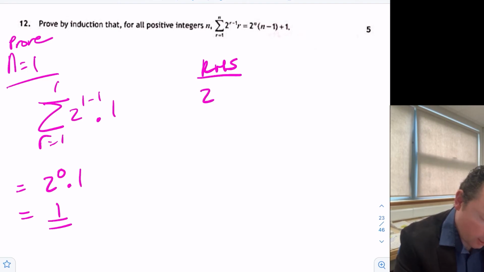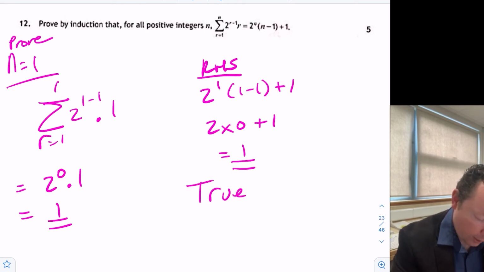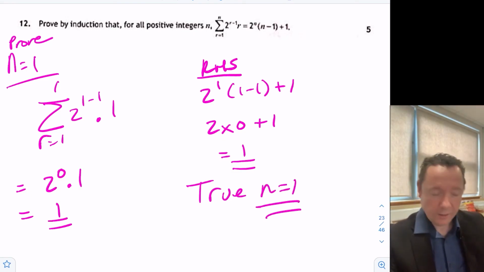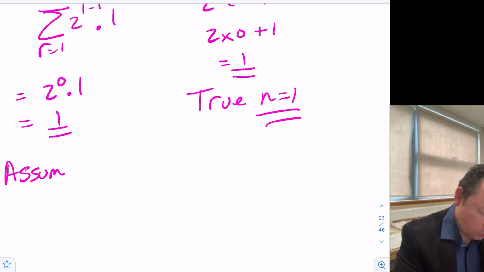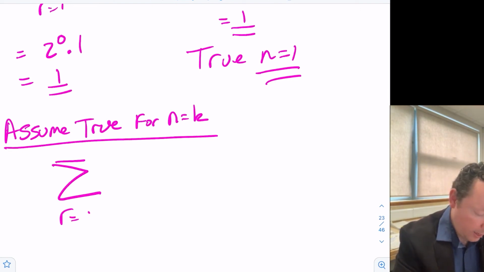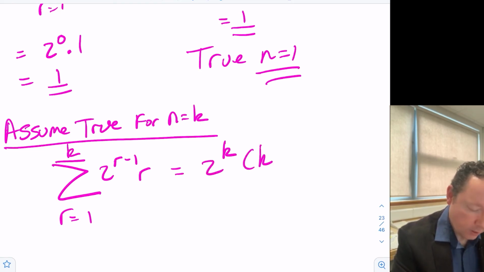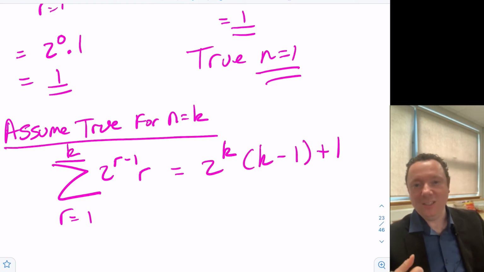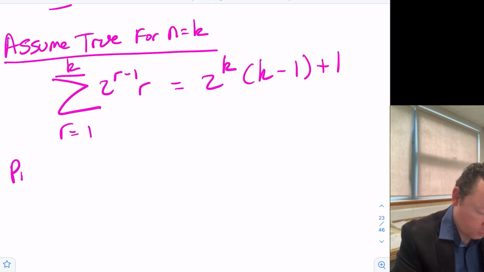And the right-hand side should follow. We get 2 to the n equals 1, 1 minus 1 plus 1. That's 2 times 0 plus 1, which equals 1. So it's true for n equal to 1. And now we're going to assume it's true for n equal to some number k. So we can write the sum of r equals 1 to k of 2 to the r minus 1 times r equals 2 to the k minus 1 plus 1. And now we want to prove it for n equal to k plus 1.